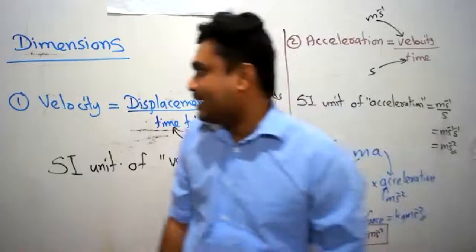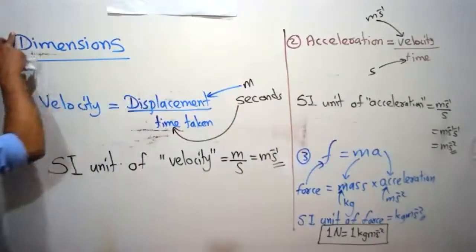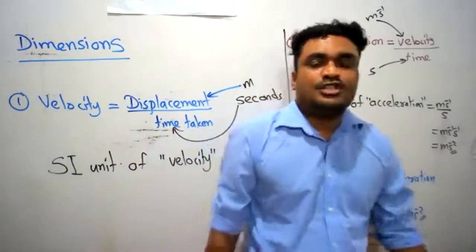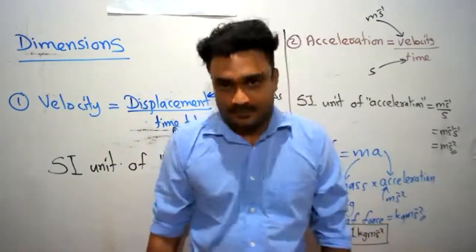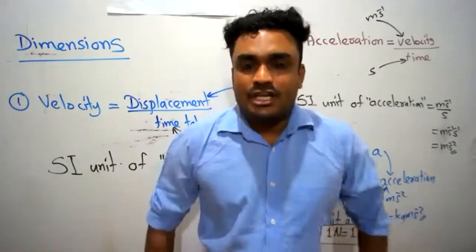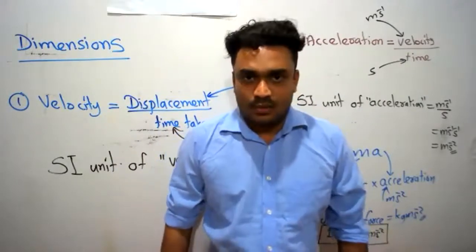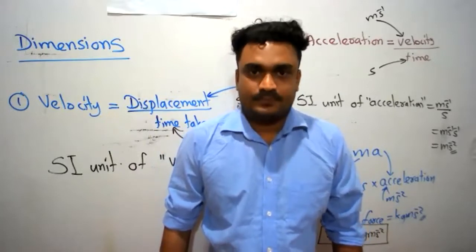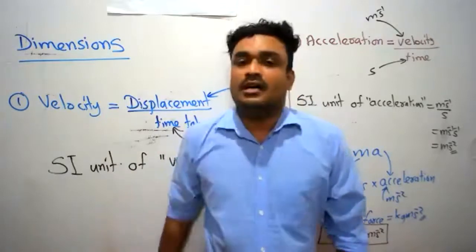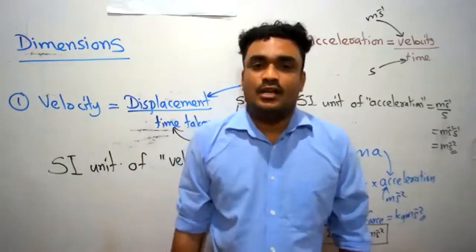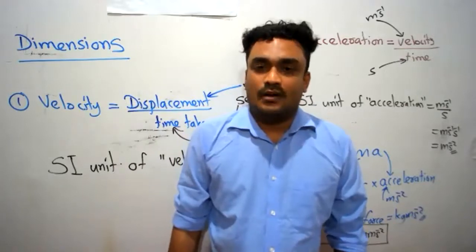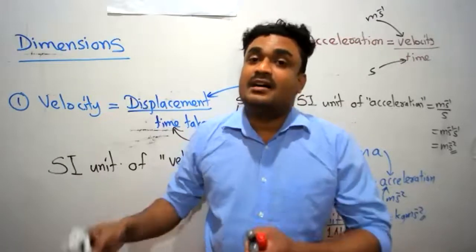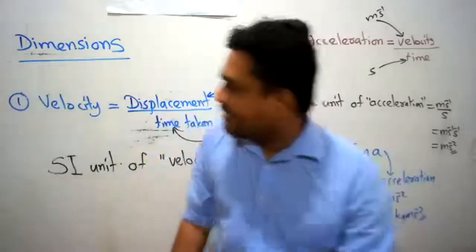Okay. Please write the heading as dimensions. Under that, please write: a dimension is a symbol which represents a physical quantity. A dimension is a symbol which represents a physical quantity. If you say dimensions, they are symbols like that, right?